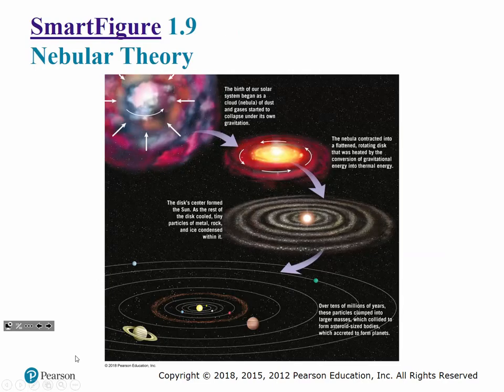So Smart Figure 1.9, I encourage you guys to watch it. Please watch this video because it goes over more detail about the nebular theory. The overview, like I said: the sun started forming, started heating up, started expanding, moving matter outwards. At the same time, this whole system started rotating. So you really have a balancing act there, the pushing out and then gravitational forces holding things together.